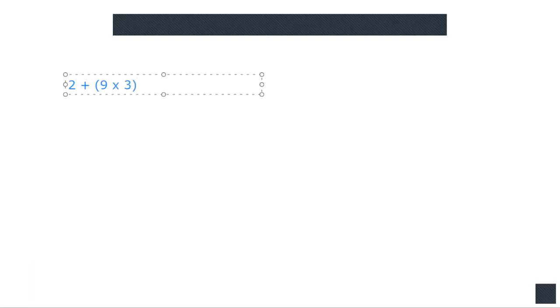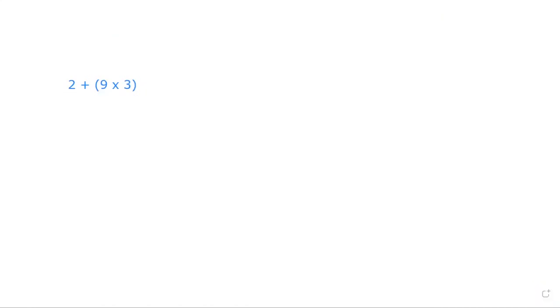For example, if I had 2 plus (9 times 3), I'm going to do the 9 times 3 first. So that I get 27. And then I add the 2, to get 29. Parentheses first. Which is good to know because if I went out of order and did the 2 plus 9 first, 11 times 3, I'd have 33. It would be wrong. So let's look at another one.